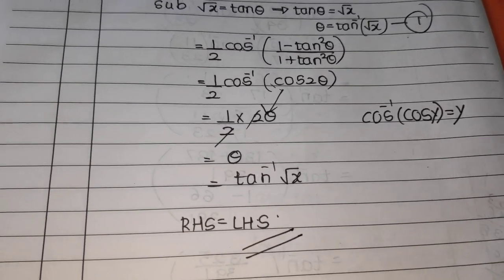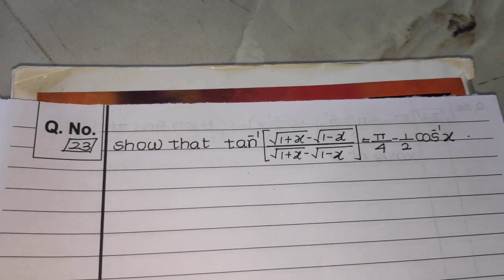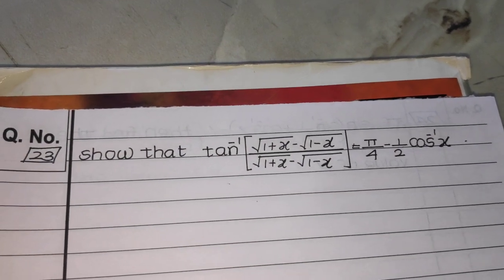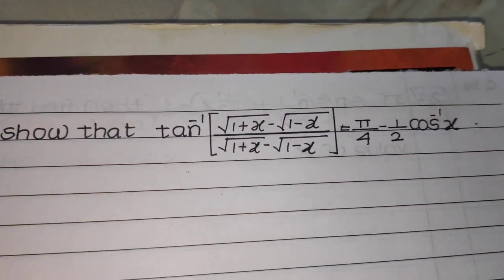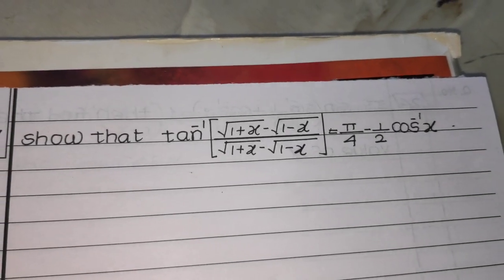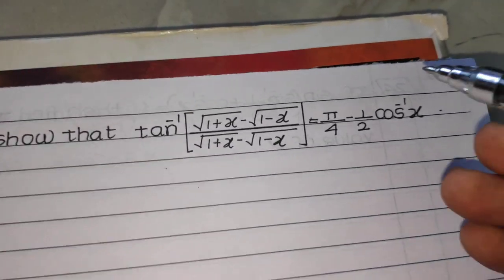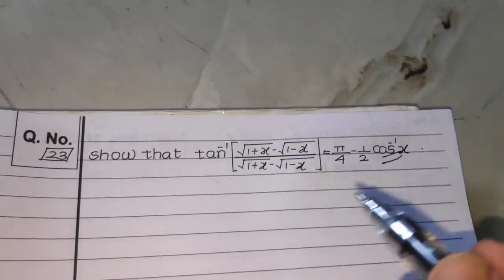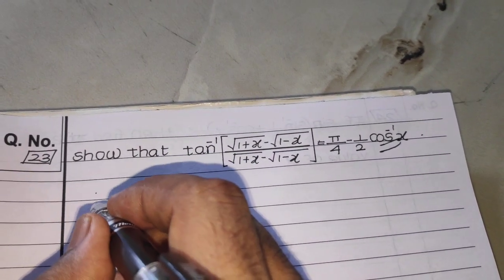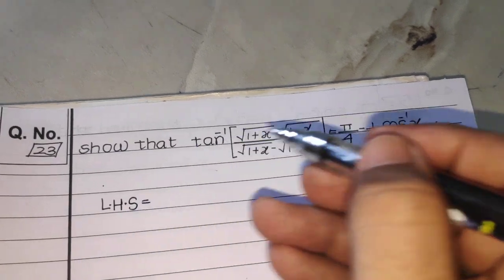I hope it's clear. Now show that tan inverse of (root of 1 plus x minus root of 1 minus x) the whole divided by (root of 1 plus x plus root of 1 minus x) equals pi upon 4 minus half cos inverse of x. Here we start with the left hand side.